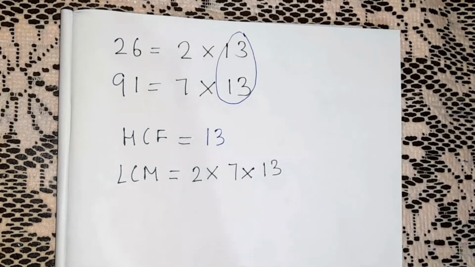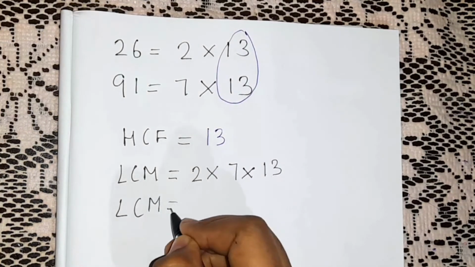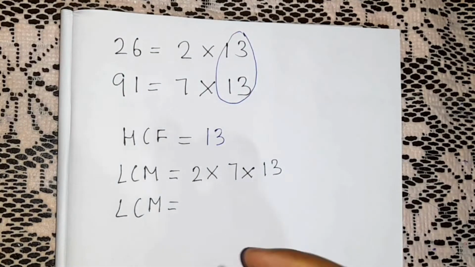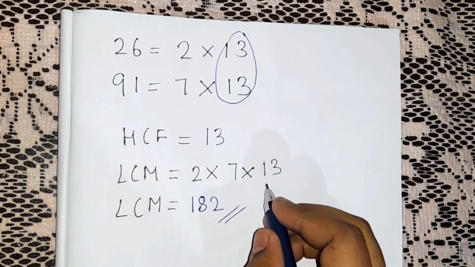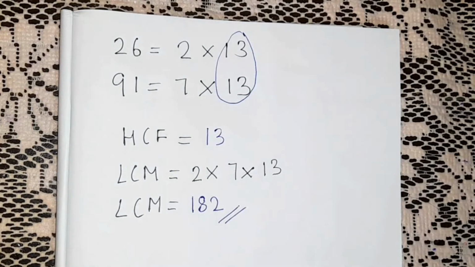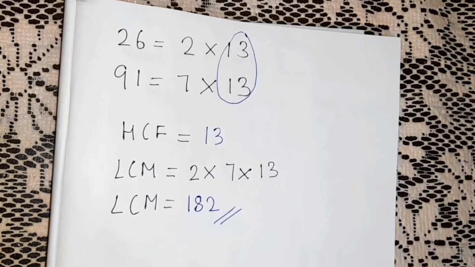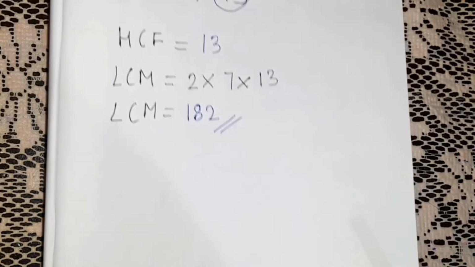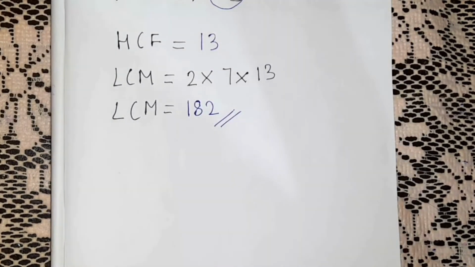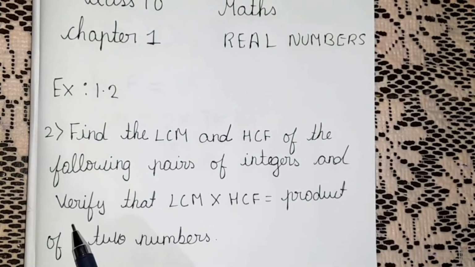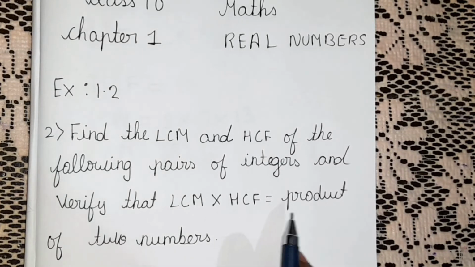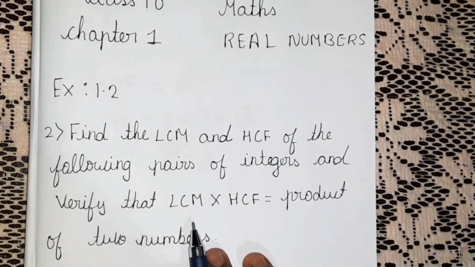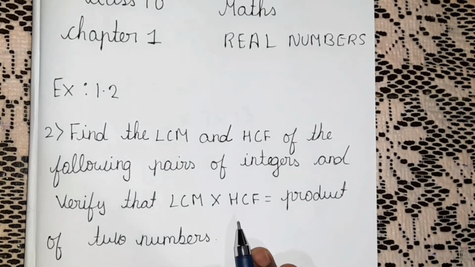Okay, now we shall multiply it. So LCM is equal to, when you multiply these numbers, we get an answer, that is 182. Okay. So when we multiply these numbers, we got 182. As per the question, we have to find HCF into LCM. Let me just show you that. So here you can see, after finding it, verify that LCM into HCF is equal to the product of two numbers. Here we got the LCM, we got the HCF as well.